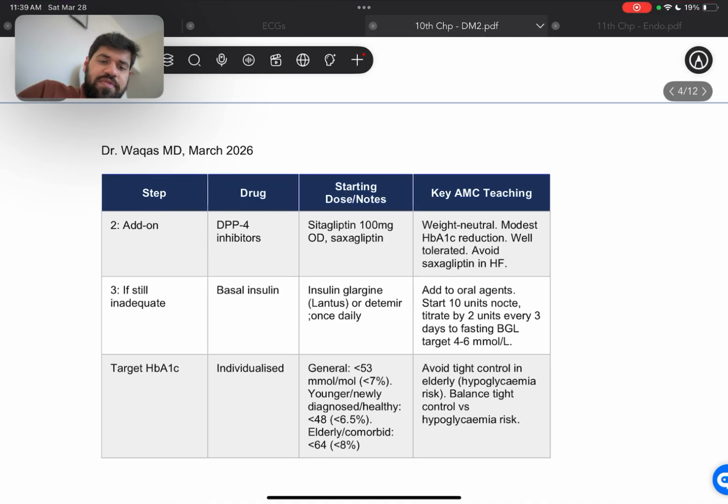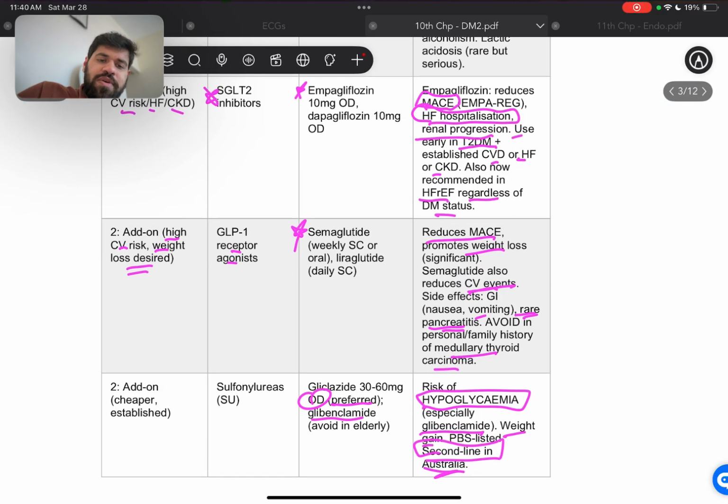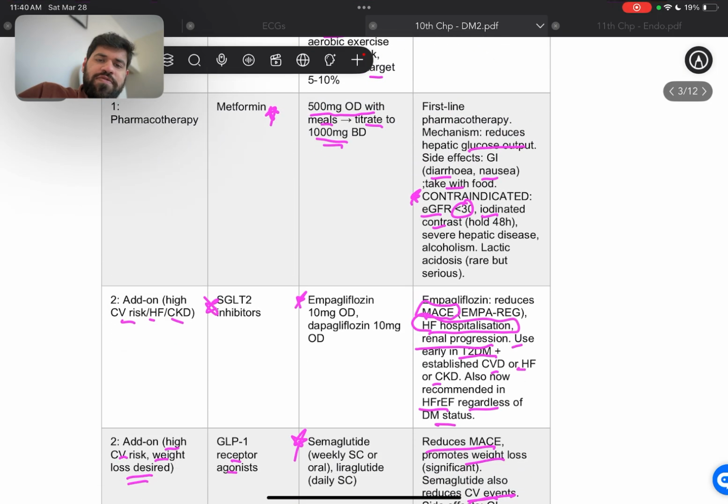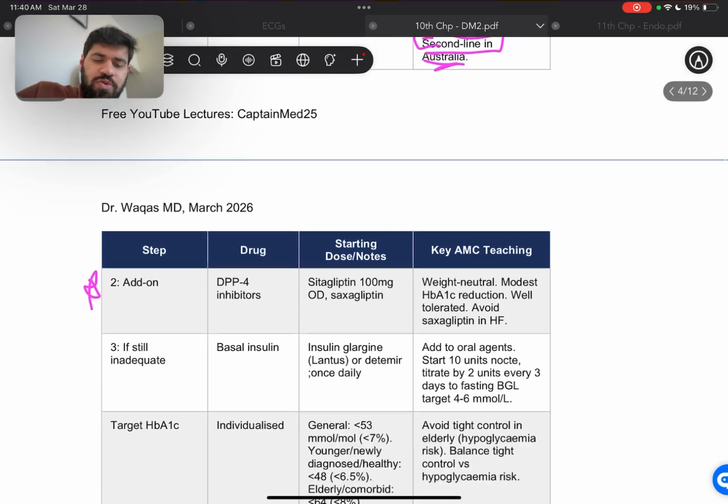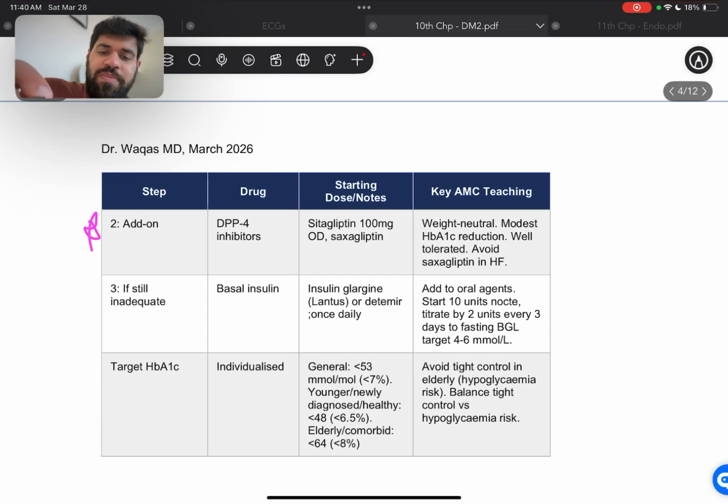The second step, with add-ons: so first line was pharmacotherapy, metformin, and then all of these are different add-ons. So step 2 is all add-ons. All right, DPP4 inhibitor, so sitagliptin. It is a weight neutral drug, it has a good HbA1c reduction, and it is well tolerated, and we avoid saxagliptin in heart failure.